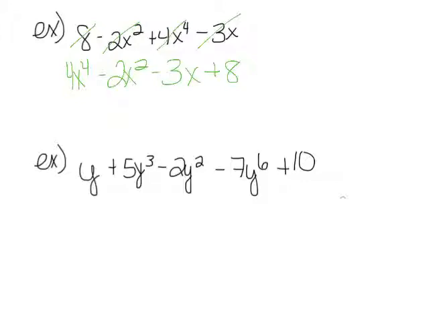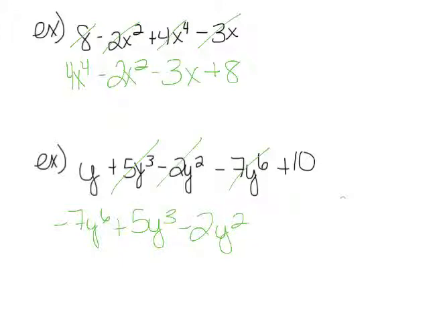For this second example, we're going to have negative 7y to the sixth. And then we have plus 5y cubed minus 2y squared plus y plus 10. And now I have all my terms from greatest to least, so they are officially in standard form.